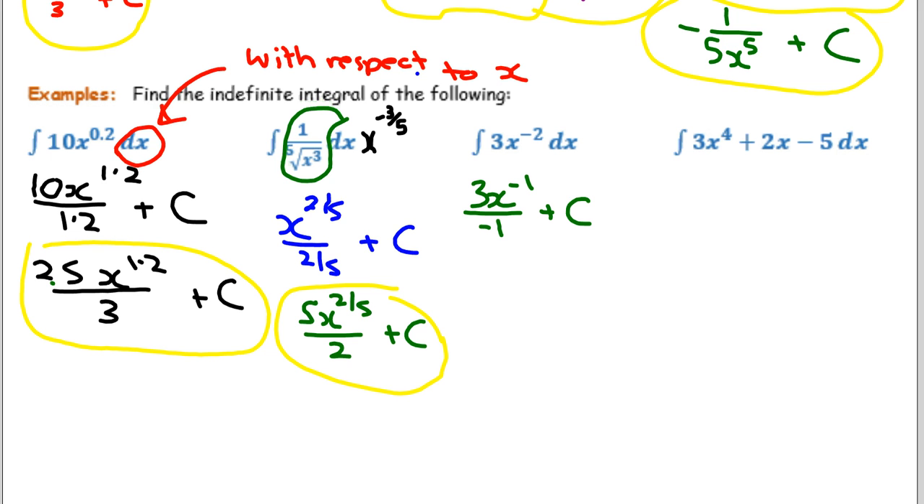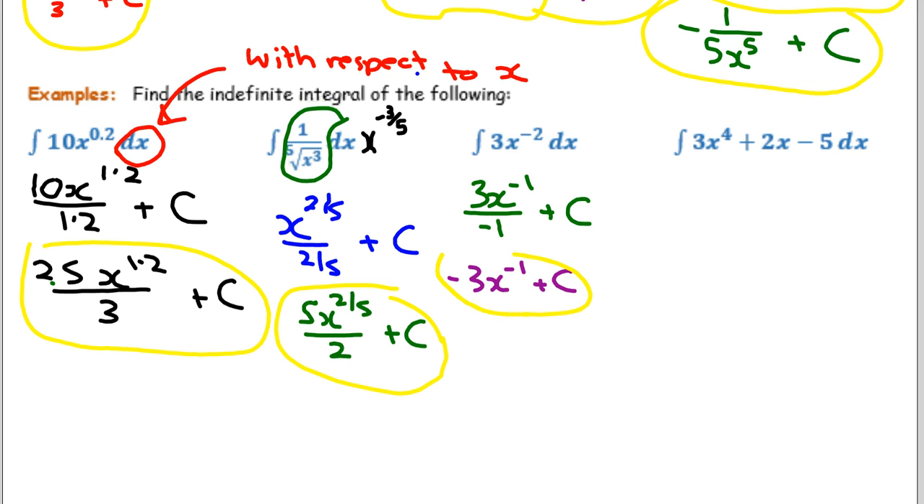Strategies. That's technically numerically kind of right. What's 3 divided by negative 1? Negative 3. Yeah, so you could write it as negative 3x to the negative 1 plus c. If the question is fine with you having negative exponents, no problem, you've got the answer.